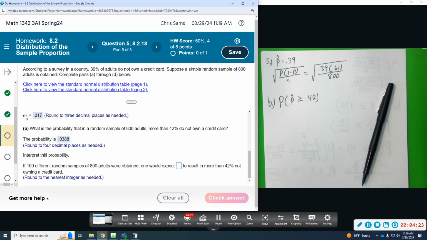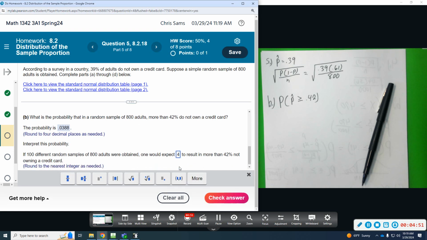Interpret this probability. So this says if 100 different random samples of 800 adults were obtained, we would expect blank to result in not more than 42%. Basically we just take this probability times 100, since we're doing this 100 times. You move the decimal place over 2 times to the right, so 3.8, rounded to the nearest integer, is roughly 4. So we say about 4 of these samples would contain more than 42%.